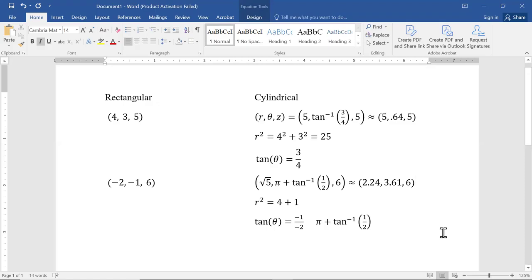So that is the cylindrical coordinates for these 2 points. And the key thing here was how we got that theta, remember? So in the xy plane, if we're in the first or the fourth quadrant, then we can just use inverse tan. If we're in the second or third quadrant, we have to do pi plus inverse tan.